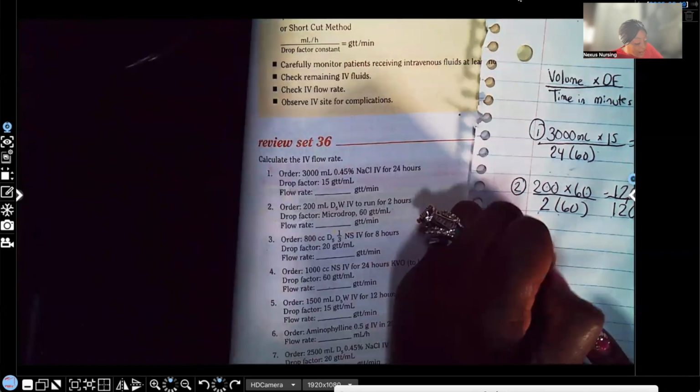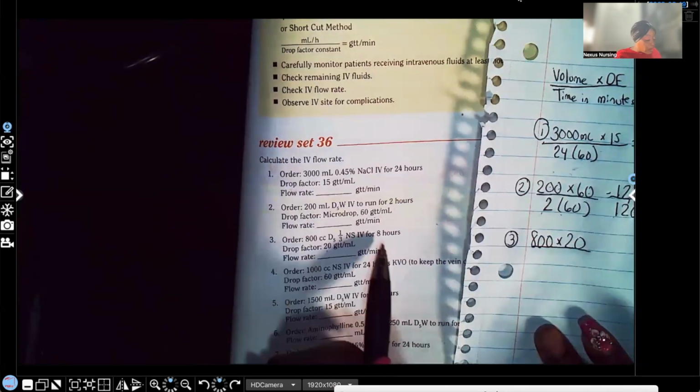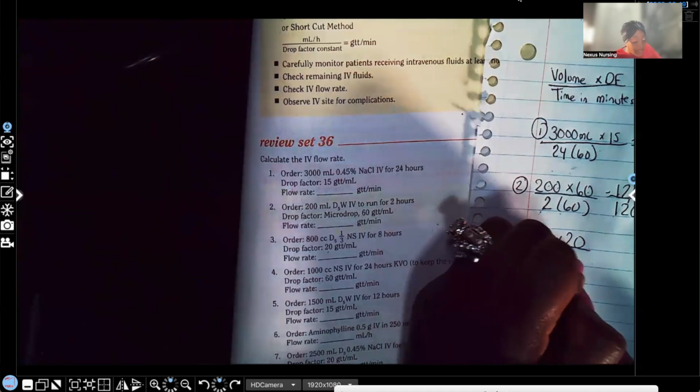So we're going to put our 800 times our drip factor, which is 20, all over time in minutes. What's our time? 8. 8 what? Hours. But our time has to be in minutes. So we're going to go ahead and multiply that by 60. Let's do that math.